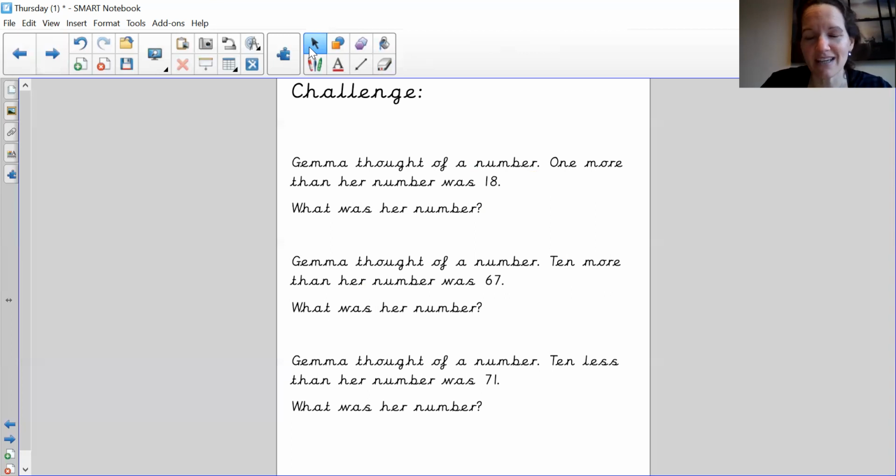These are really tricky. So you have to work out how to find out her first number. Okay. Gemma thought of a number. 1 more than her number was 18. So her number must have been the next one. Gemma thought of a number. 10 more than her number was 67. So her original number must have been, you have to think carefully, okay?